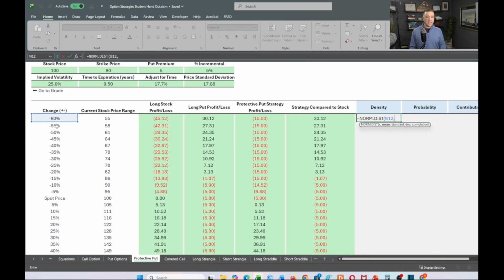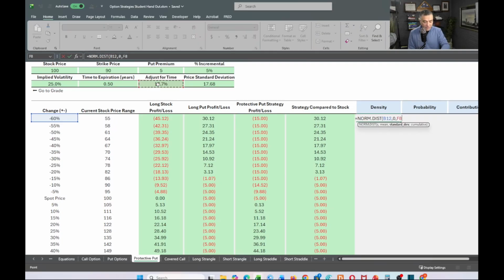Next is, what's the mean? If we did a dollar value, I would do the stock price at 100. But we're doing percent change. It declined by 60. That means the mean is going to be 0. At the spot price, there's no change, right? It's 0. No percent change. Comma. Next is, what's the standard deviation? You must adjust that for time.